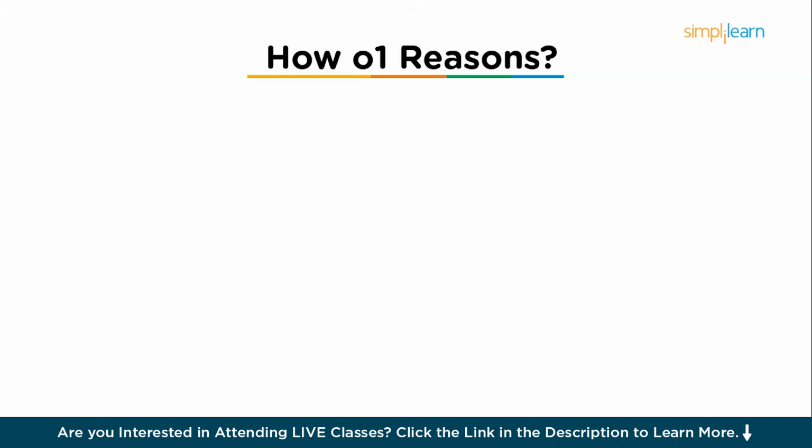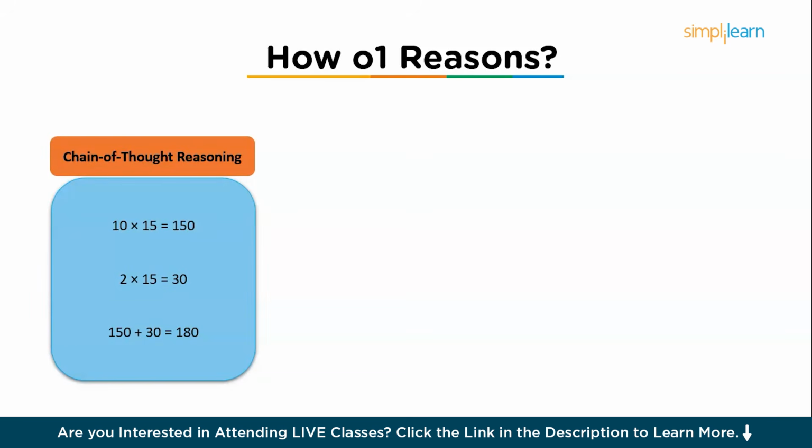So let's break down how O1 actually reasons step by step. The first one is chain of thought reasoning. O1 solves problems step by step just like we do on paper. For example, the question is, what is 12 times 15? O1 does not just say 180. It thinks it as 10 times 15 is equal to 150. Then it calculates 2 times 15 is equal to 30. Then it adds the two results, that is 150 plus 30 is equal to 180. So this chain of thought method reduces errors and shows the logic behind every answer.